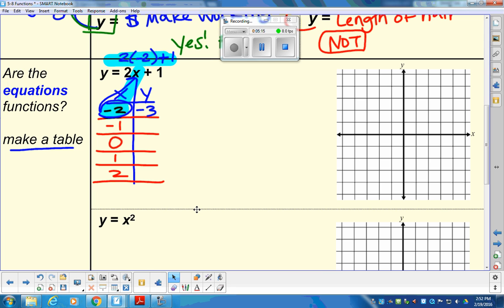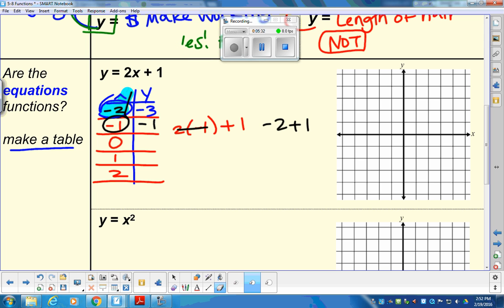The next example then would be 2 times -1 plus 1. Taking that -1 and now substituting in here, we'd have -2 plus 1, output is -1. Starting over then, we have 2 times 0 plus 1. 2 times 0 is 0, plus 1, output is 1.